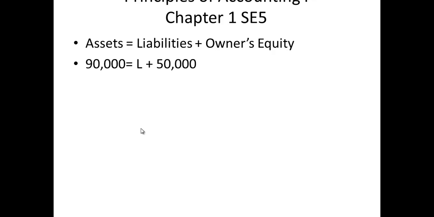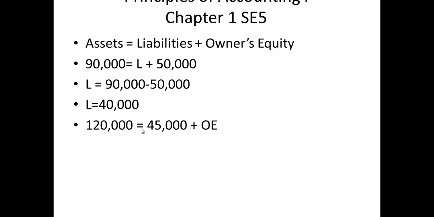So because of the accounting equation, we have $90,000 in assets are equal to an unknown liability amount plus $50,000 in owner's equity. Using simple algebra, we can solve for our liabilities, and we conclude that the amount of our liabilities at the beginning was $40,000. We now can take into account the changes in order to determine our ending owner's equity.